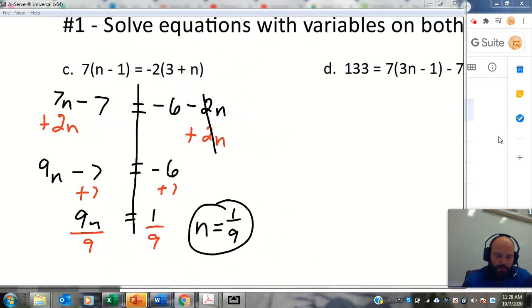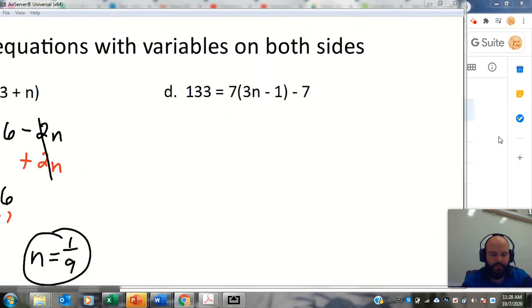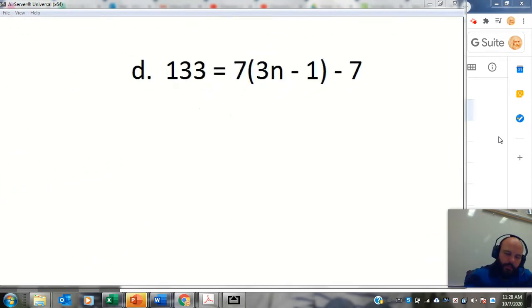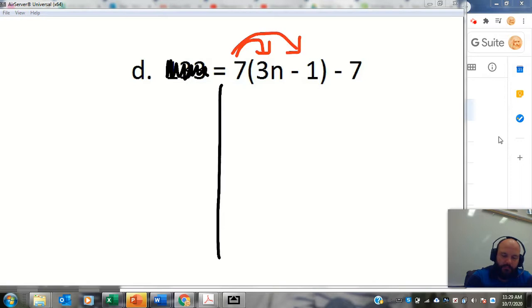Now moving to the next one. Actually, the last one for today. I'm going to draw our line again. We're going to look at the left-hand side. There's nothing to do. It's just 133, so we can leave that alone. But when I look at the right-hand side, there's something that we need to distribute. So I'm going to go ahead and distribute this 7 to both things like this.